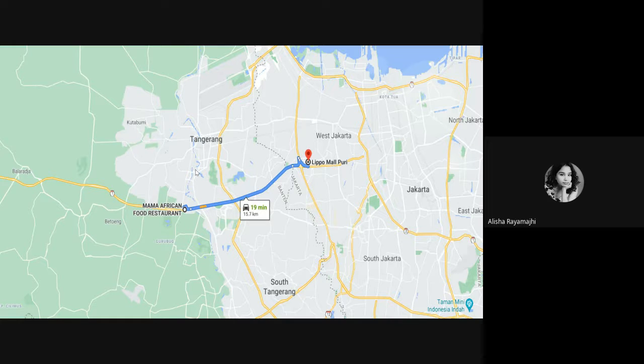It was only 19 minutes from Mama Africa restaurant to Lippo Mall. But I must say it was a second Kathmandu because the traffic jam was really bad. So around 1 hour later, we reached Lippo Mall. And I must say, after reaching there, the mall is a wonderful entertainment center. Not only do people go there to shop, but they also go there for relaxation and to have fun.